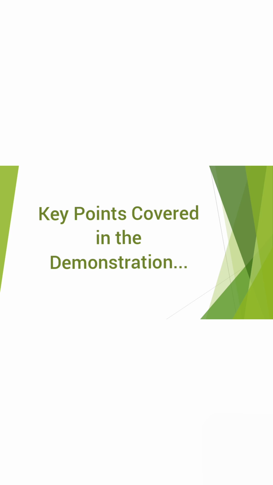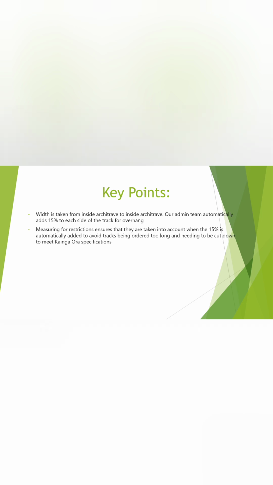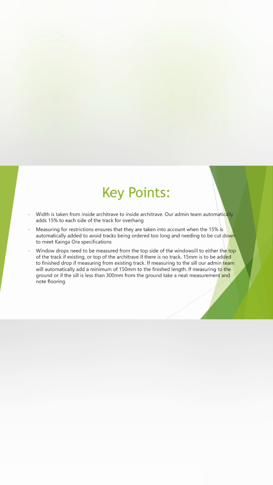That brings us to the end of our demonstration, so now we will cover the key points from the video. First of all, width is taken from inside architrave to inside architrave. Our admin team automatically adds 15% to either side of the track for overhang, so you don't have to. Measuring for restrictions ensures that they are taken into account when the 15% is automatically added to avoid tracks being ordered too long and needing to be cut down to meet specs.